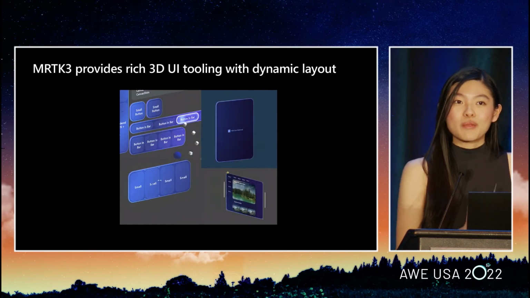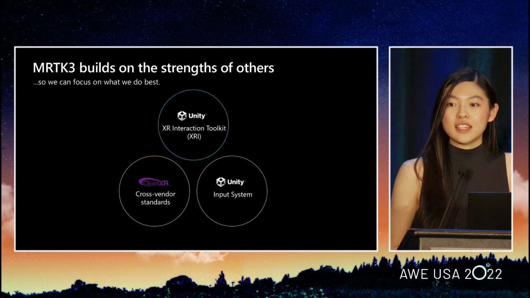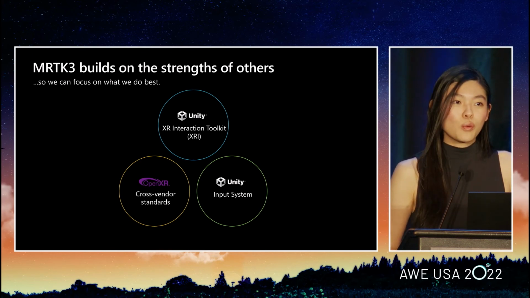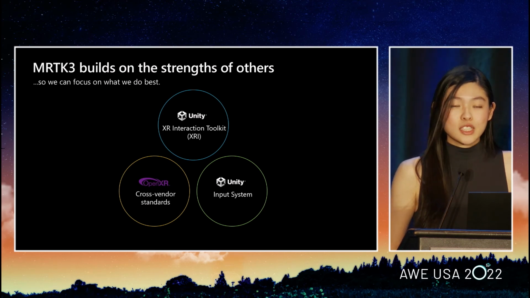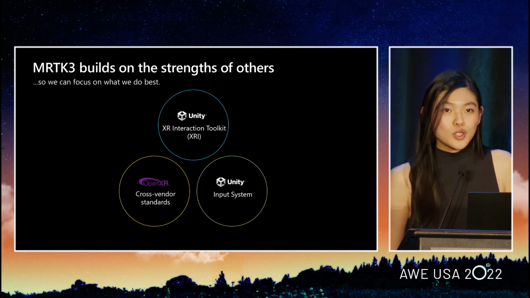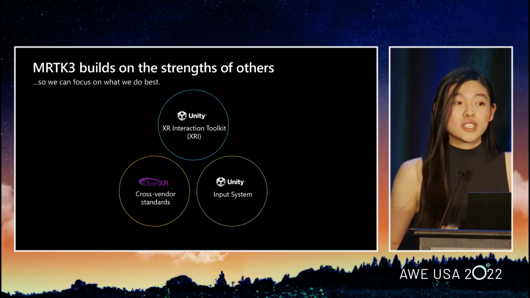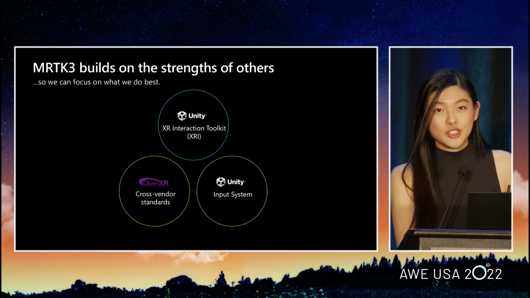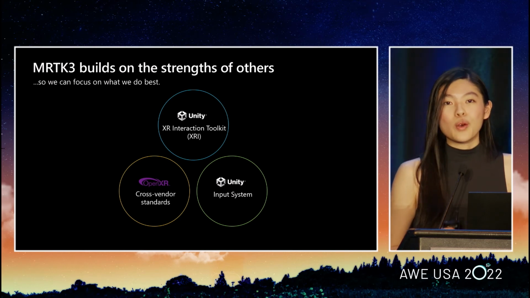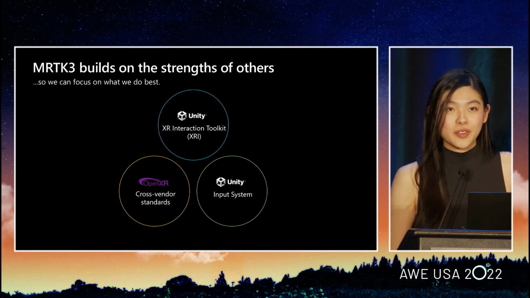And this next slide is one of my personal favorites. MRTK3 builds on the strengths of others. In MRTK3, we are all in on OpenXR, which allows us to streamline our cross-platform support story. In addition, we're also built on top of Unity's input system and Unity's XR interaction toolkit, which does a lot of what MRTK v2 used to do. And so now, instead of having to reinvent the wheel, we can take advantage of these new developments and focus on what we do best, which is building delightful spatial interactions and rich UI.